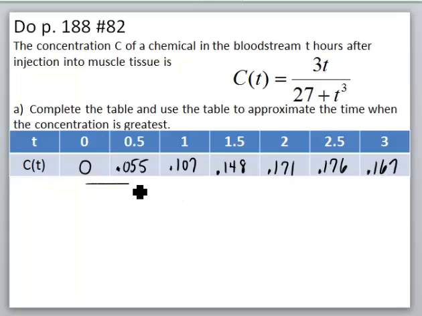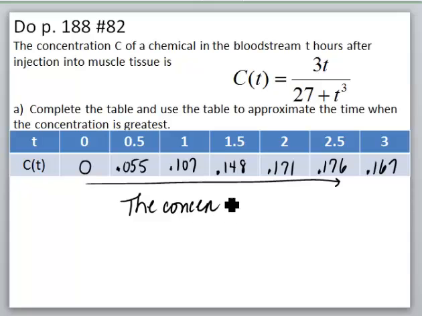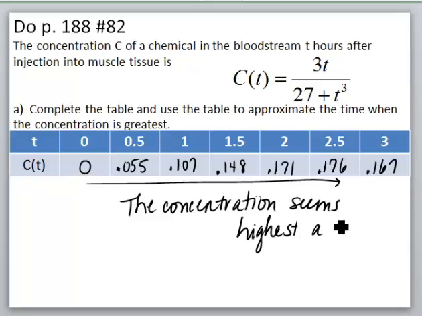So it looks like it was increasing all the way up to here, and then it starts to decrease. So the concentration seems highest at 2.5 hours. That's just strictly by looking at the table and the graph.